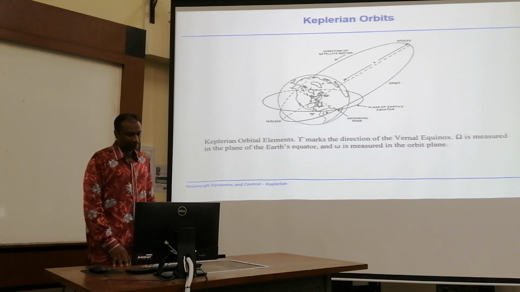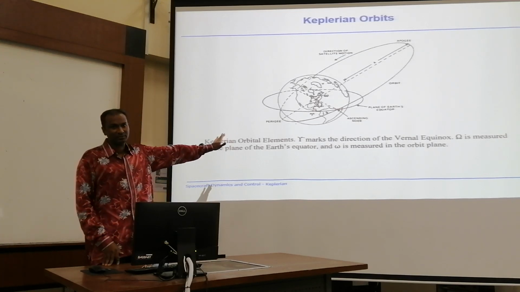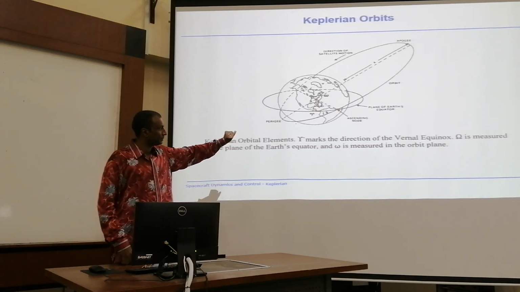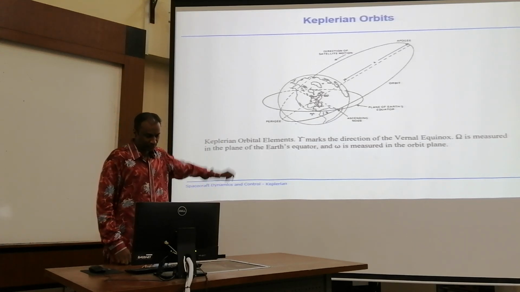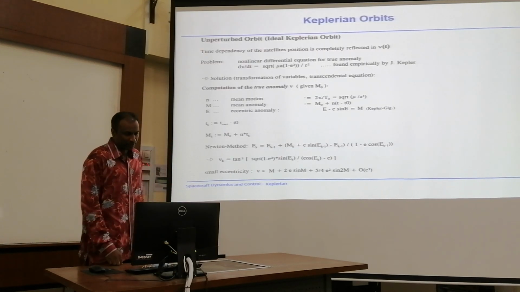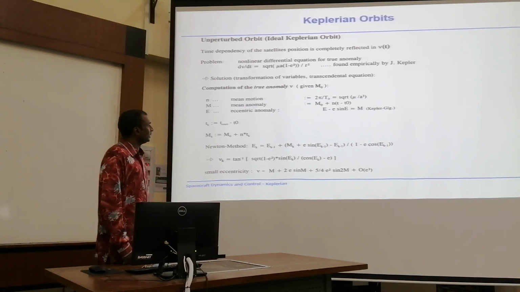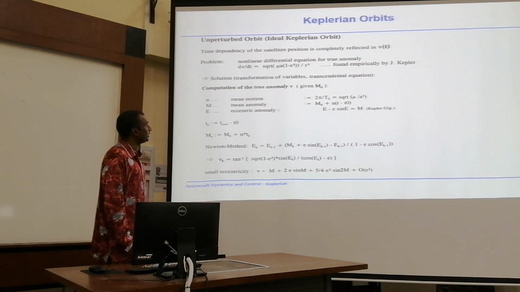Now, again, very classical, this is how you can define the 6 orbital elements in space. This is what is shown. I think you have seen this also in space mechanics. All are defined with respect to the vernal equinox, as we know. Right. As you can see, this is the idea of the whole ideal Keplerian orbit.